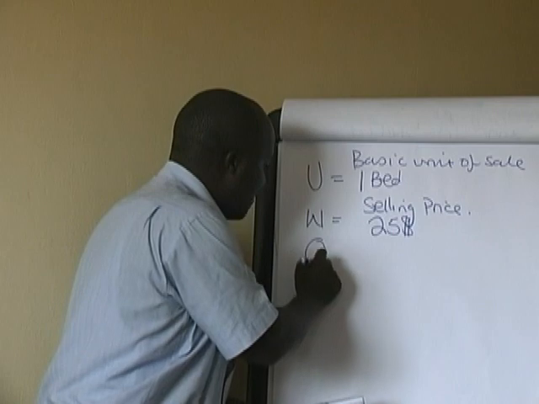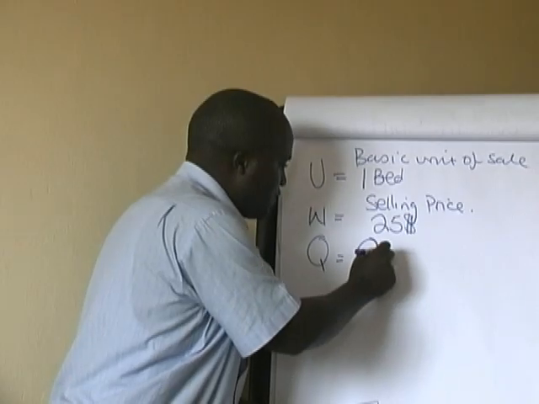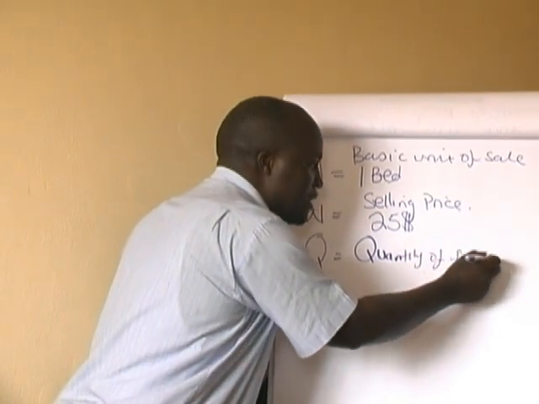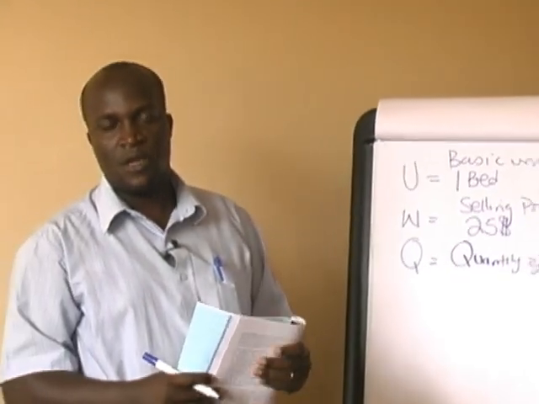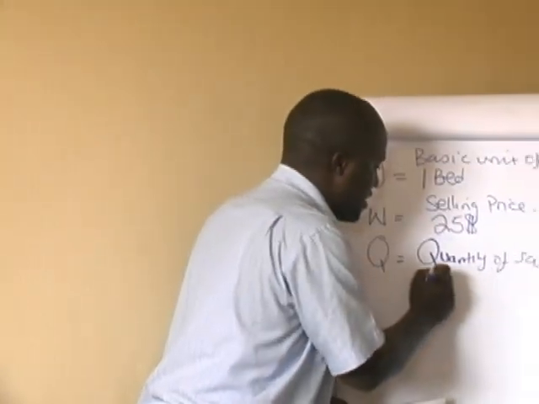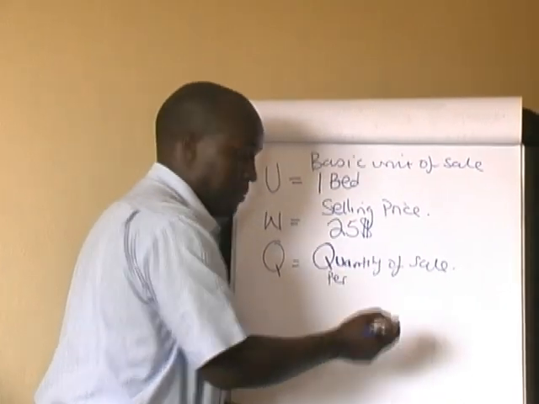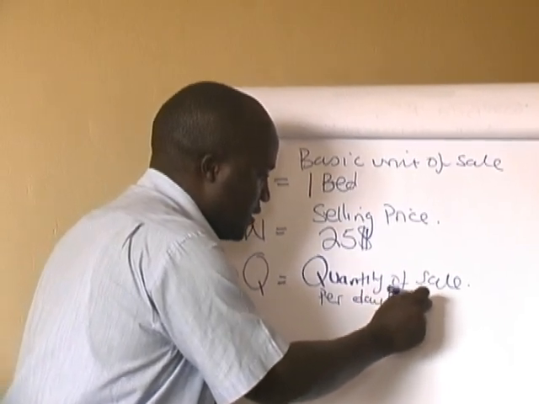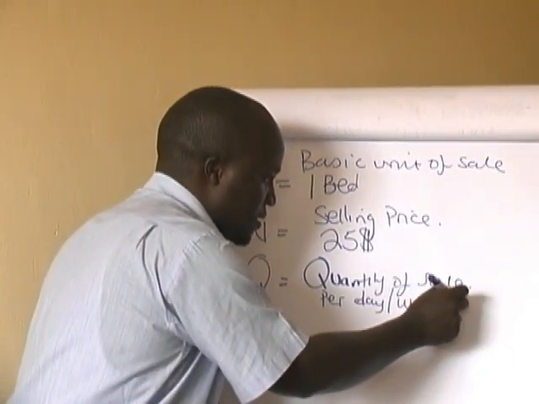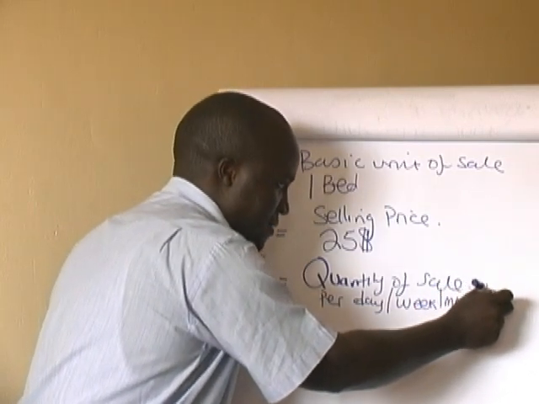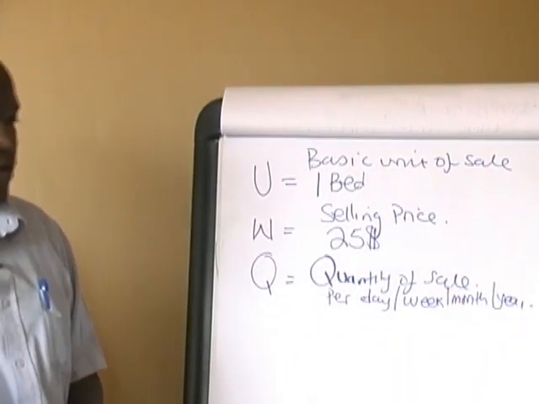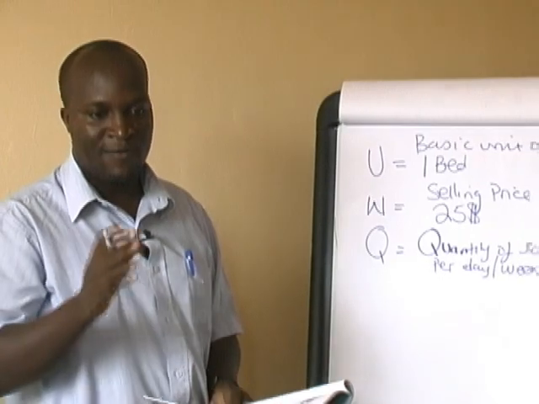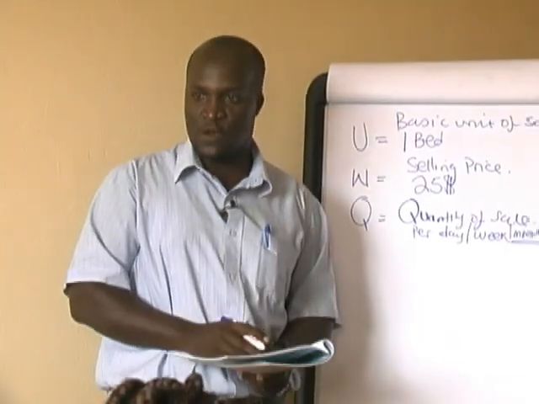And then you also have to find out something else called quantity of sale. How many units do you expect to sell in a particular period? Some people look at per day, others look at per week, others per month, others per year. But you need to know how many units you can sell. I would recommend looking at how many units you can sell per month. So you have to find out how many beds you can sell in a month.